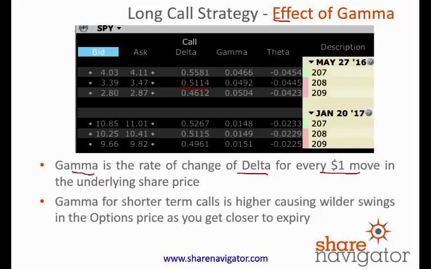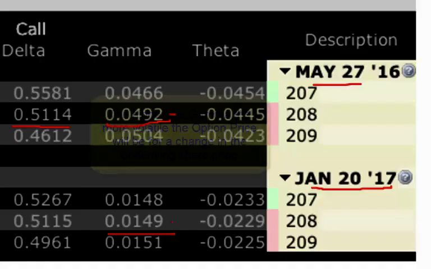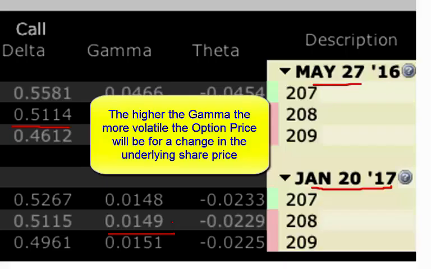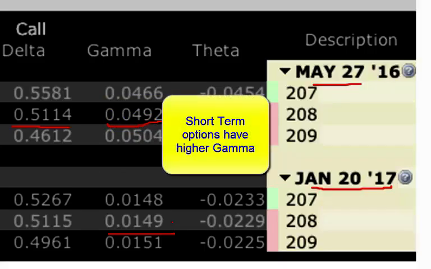But the one thing before we move on and do an exact example of delta and gamma, we want to show you the difference in the gamma values for May the 27th and January 2017. So you will see here under gamma, for the exact same strike prices, that the gamma of the shorter term options is a lot higher than the gamma of the longer term options. And the key takeaway from this is that the option price will be more volatile with the shorter term options than the longer term options. So that's one key takeaway from gamma as well.